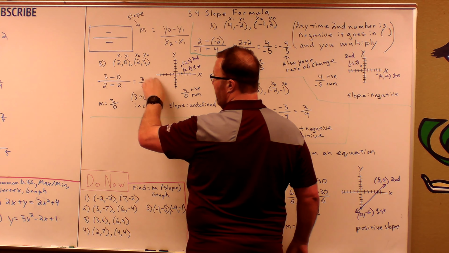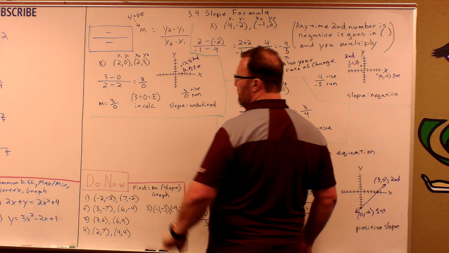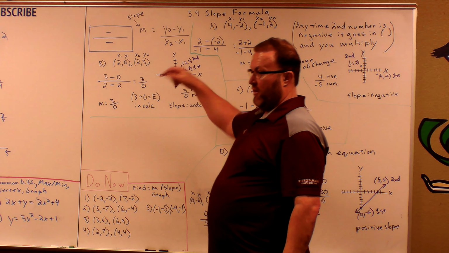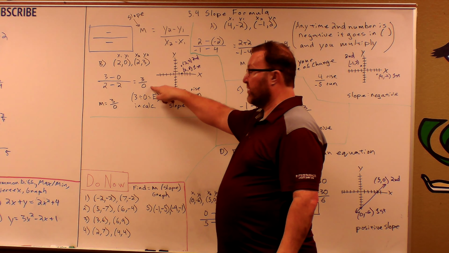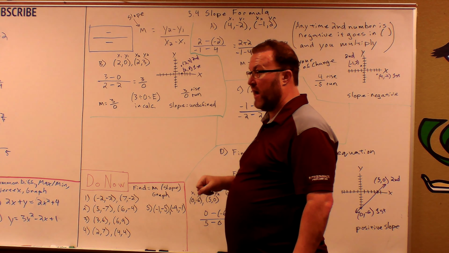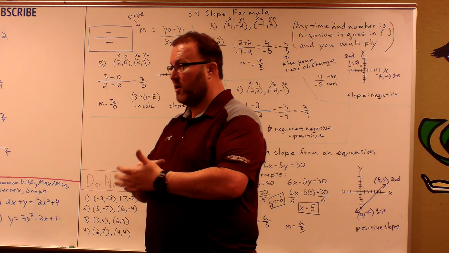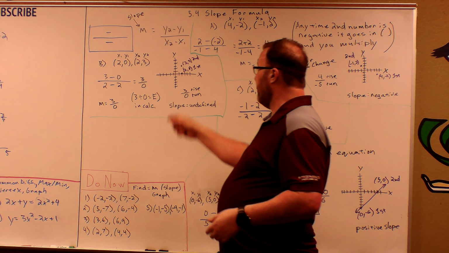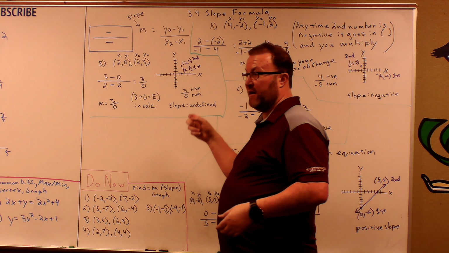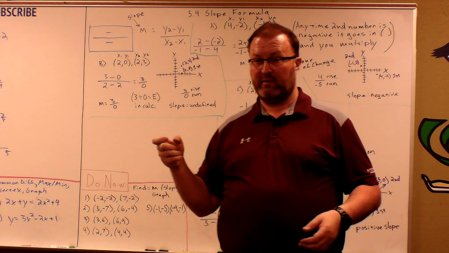3 minus 0 is 3. 2 minus 2 is 0. Okay? And if we have a number divided by 0, it's going to error out. Okay? This is very good to know, because the calculator is telling you what the slope is at the end of the day. It's undefined. Okay?